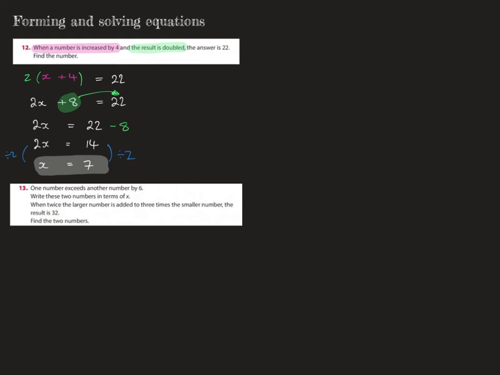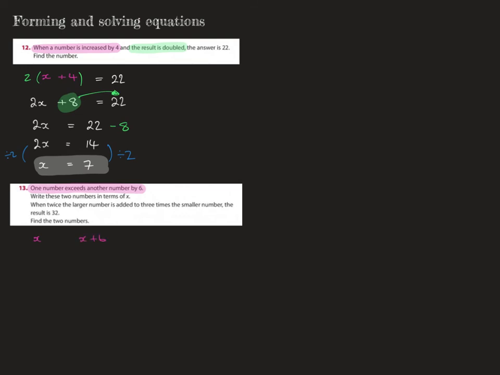Okay, so a lot of information there. So what we're going to do is break it down, do it bit by bit so that we can see what's happening. So one number exceeds another number by 6. So they're just trying to make this complicated. Exceed just means that one number is bigger than another. So you can start off by saying that one number will be x. So if the other number exceeds it, that means it's going to be x plus 6.